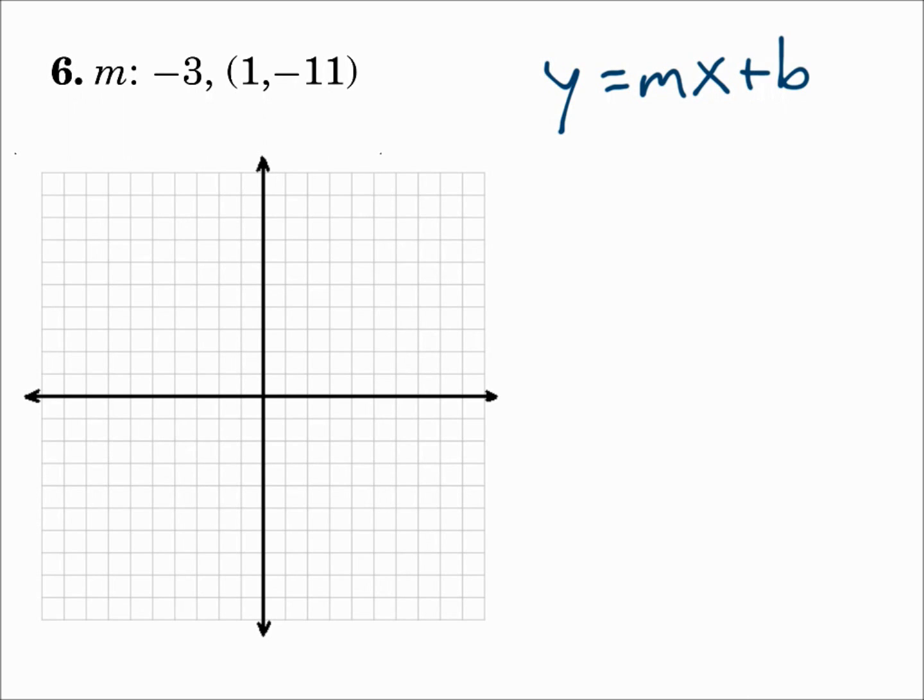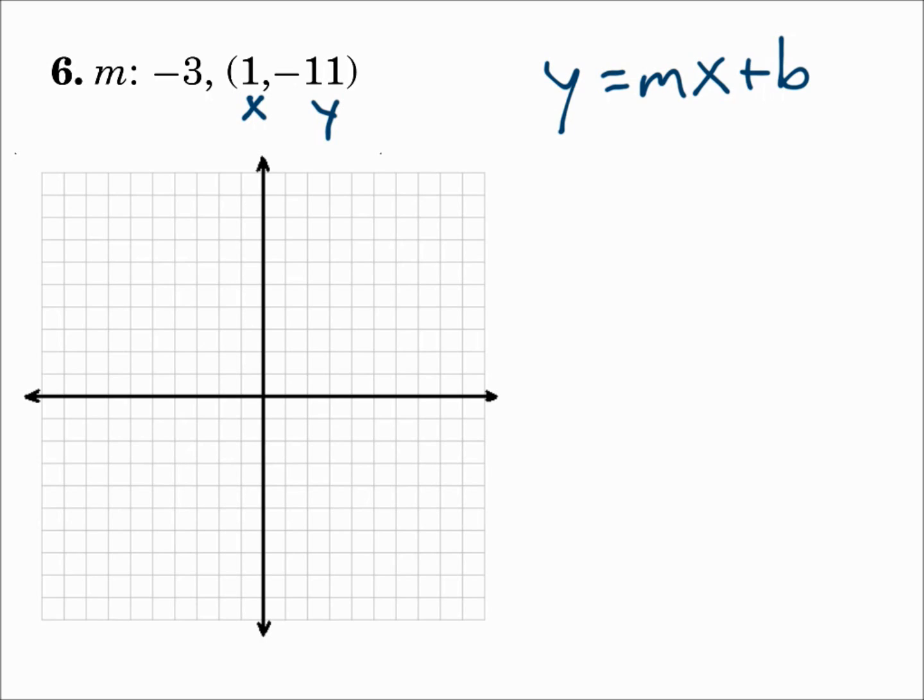Number 6. Let's do a line with a slope of negative 3, and it goes through the point 1 comma negative 11. Now on the last one, we knew what the y-intercept was because x was 0. On this one, x is not 0, it's something else. So we'll have to work this one a different way. That's a x comma y, so x is going to be 1, and y is negative 11.